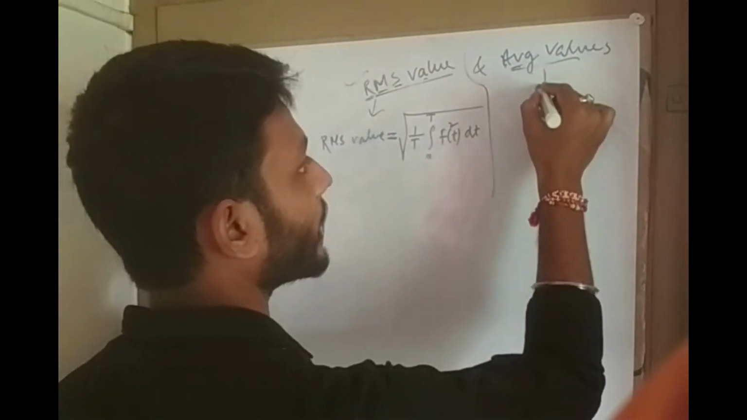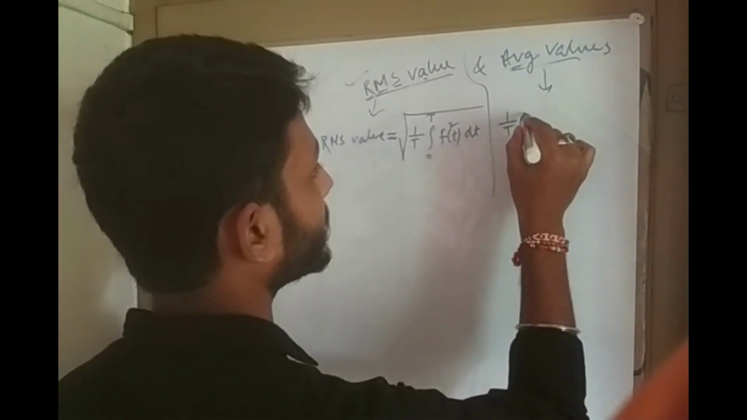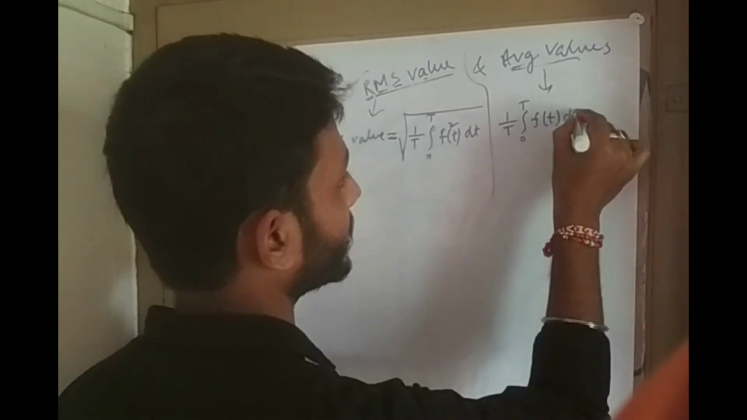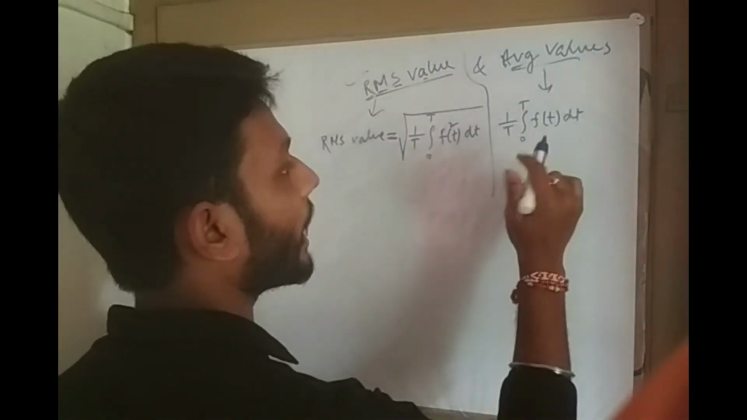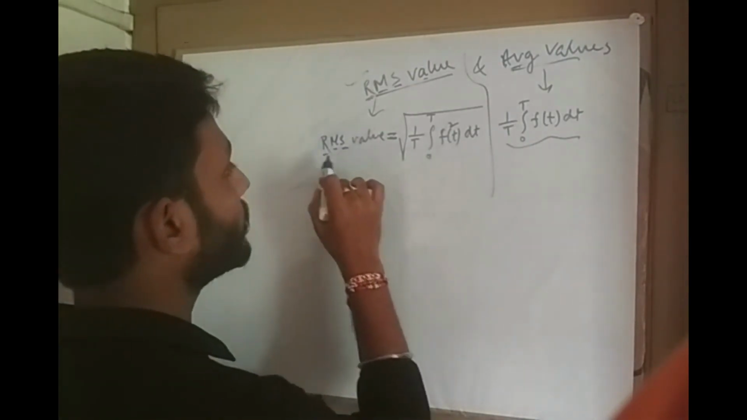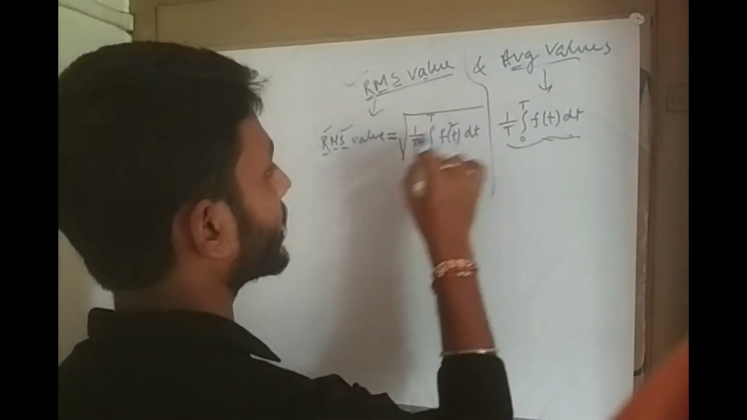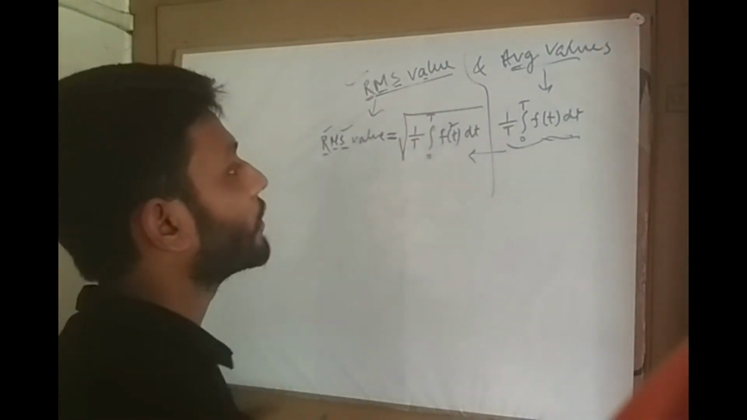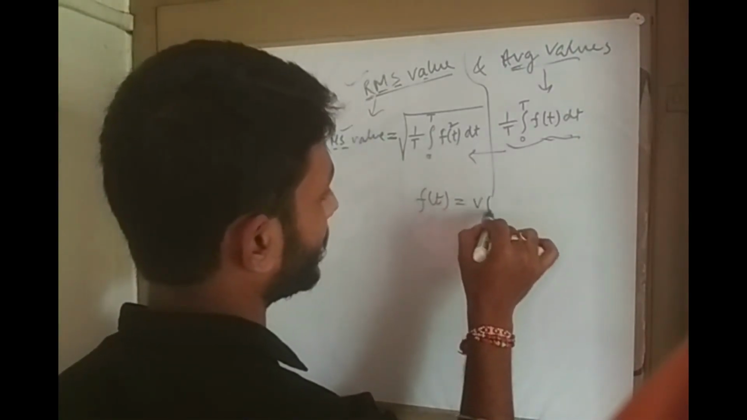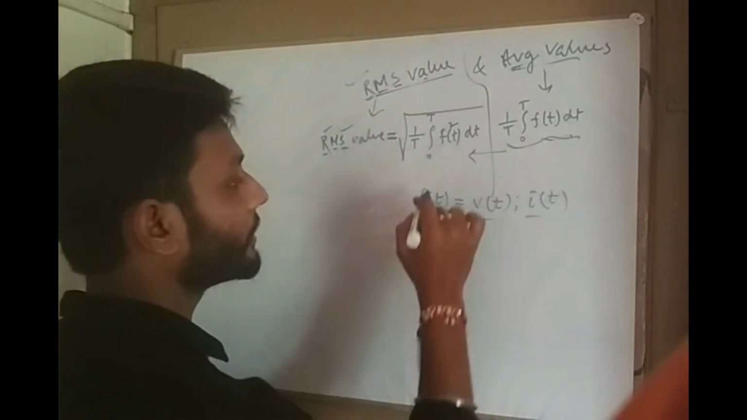Now if we see the average value formula, the average value is nothing but 1 by T integration over 0 to T of f(t) dt. That means this is the mean value or average value, and here this one is root mean square value, that is mean value, and whatever is the mean value we are doing the square and root. From here the RMS value formula is coming. Here the function of time may be in terms of v of t or maybe in terms of i of t, whatever may be the function.